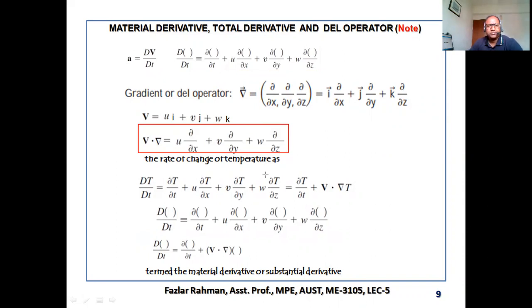Similarly, if you would like to figure out dT by dt, it will be this one, okay? That means you see the acceleration, the derivative of velocity, dv by dt, you can express in terms of this value, dT by dt, V into del T.